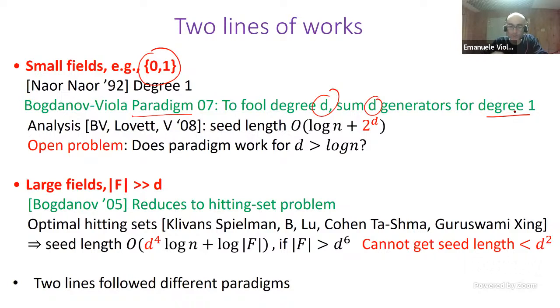It's a very simple construction, and it can be analyzed, and the seed length is log n plus exponential in d. As I mentioned earlier, this doesn't do anything for degree larger than log n, and it's an open problem. There could be a counterexample. I spent a lot of time trying to come up with a counterexample for large D, and I failed. So maybe there isn't a counterexample. I don't know. I would be very happy to know that.